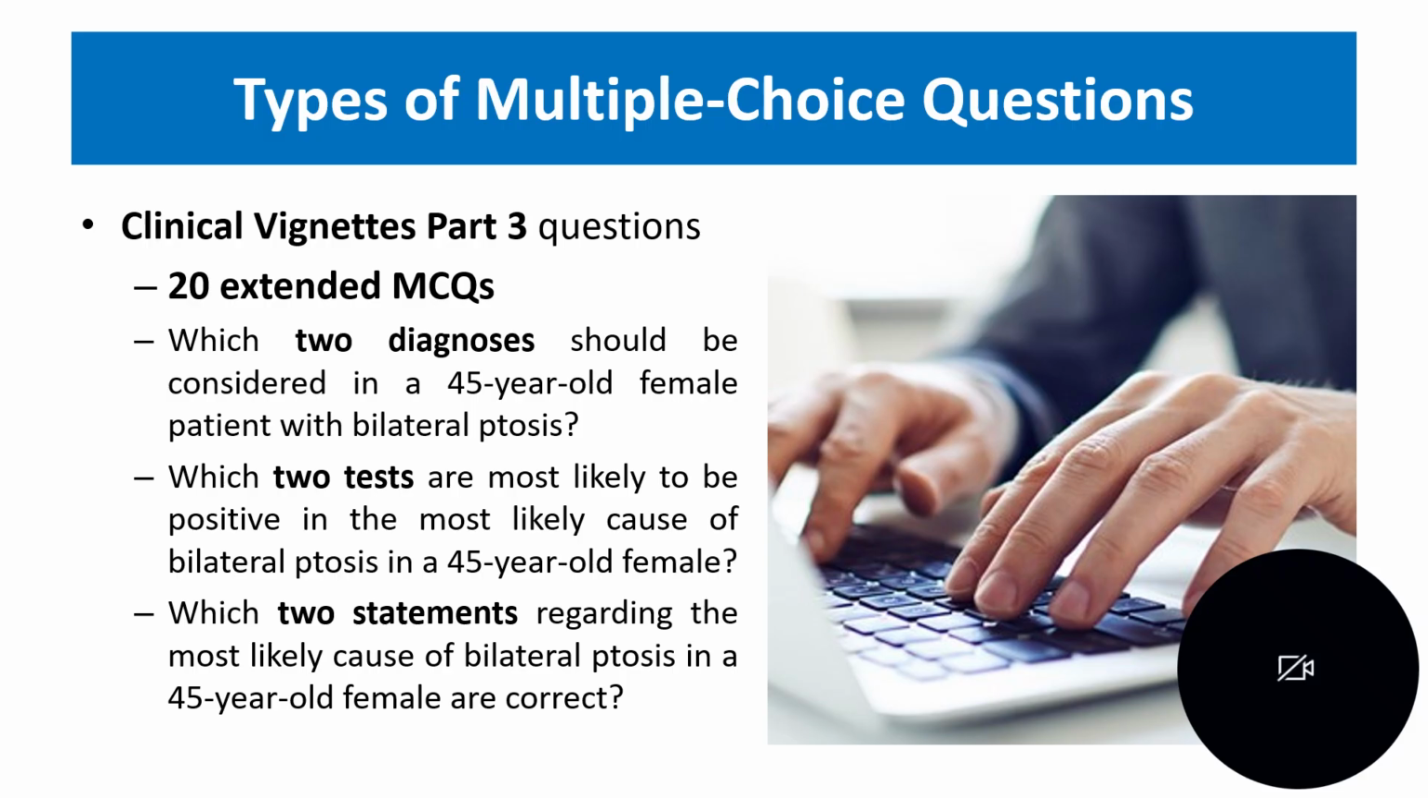anti-acetylcholine receptor antibody test. And then the last question, which 2 statements regarding the most likely cause of bilateral ptosis in a 45-year-old female would be correct? Among the 5, the 2 correct choices could be the most likely diagnosis is myasthenia gravis. The second statement that could be correct might be the anti-acetylcholine receptor antibody test is likely to be positive, or this patient needs to be referred to a neurologist for further evaluation and treatment.